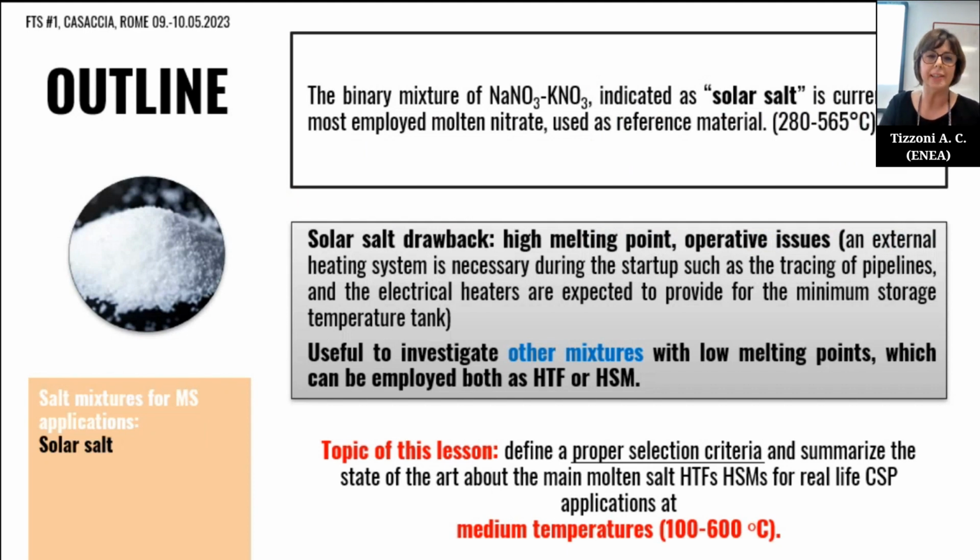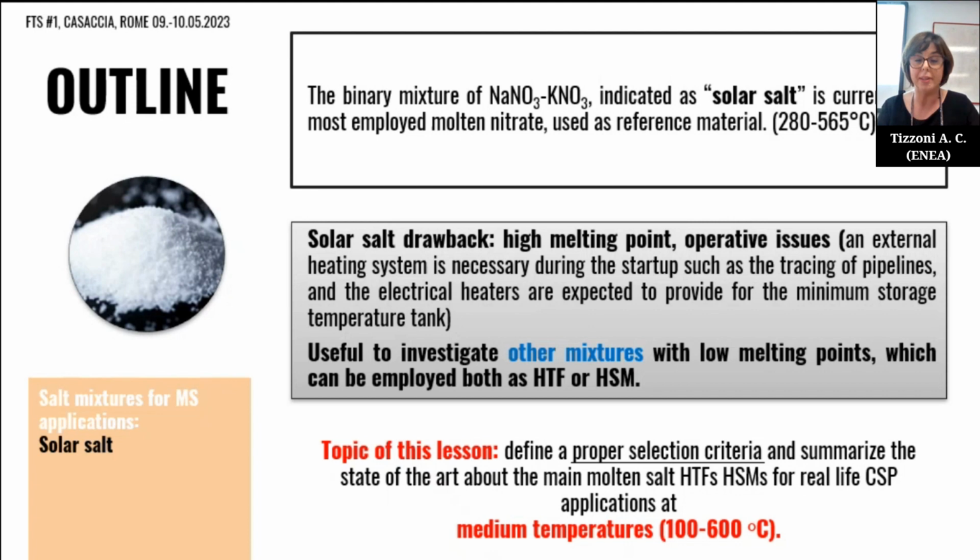So the state of the art is the binary mixture named solar salt, which is currently the most employed and is used as a reference material in this temperature range. Which is the main solar salt drawback? Its high melting point, because this can lead to issues regarding operative work, since we need a heating system during the startup, and electrical heaters are expected to provide the minimum storage tank temperature. So the research is going to investigate other mixtures with low melting points that can be employed both as HTF or HSM.